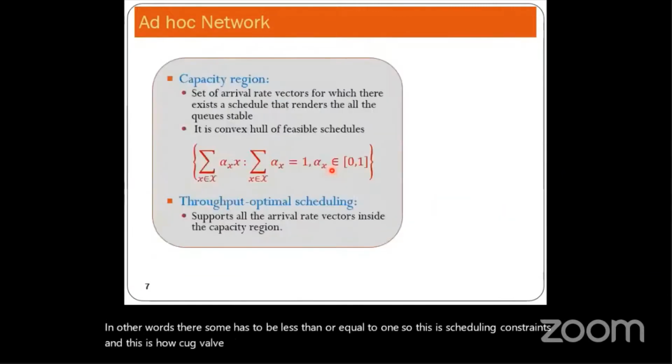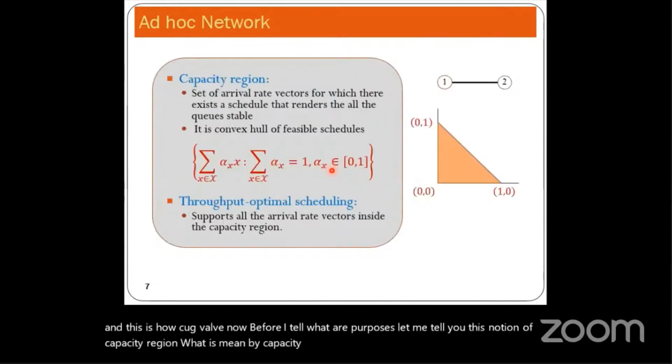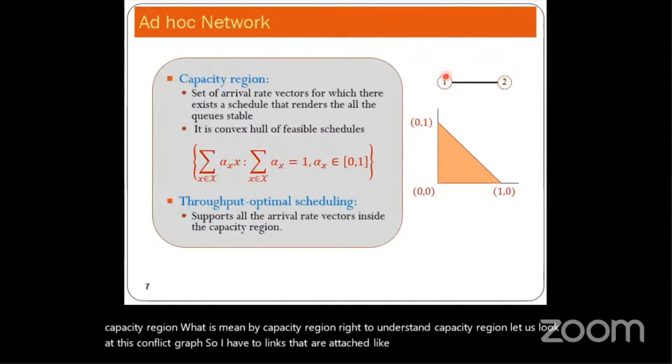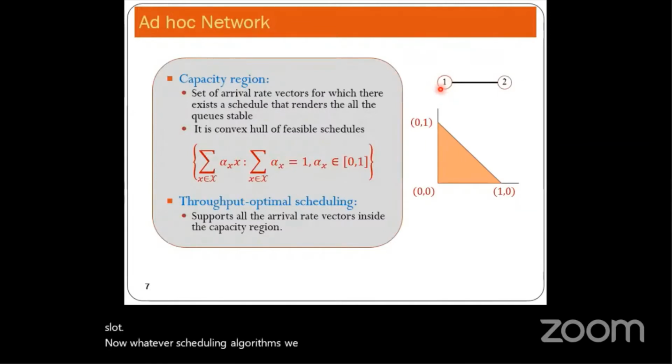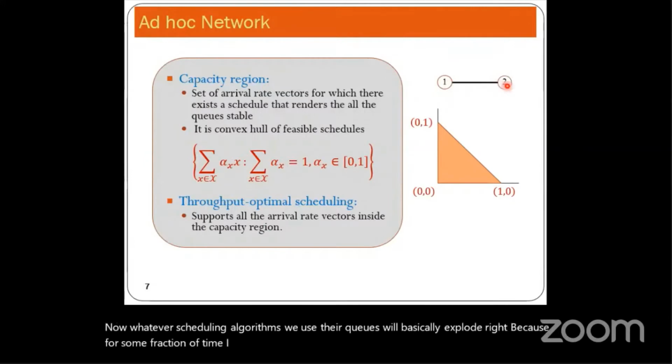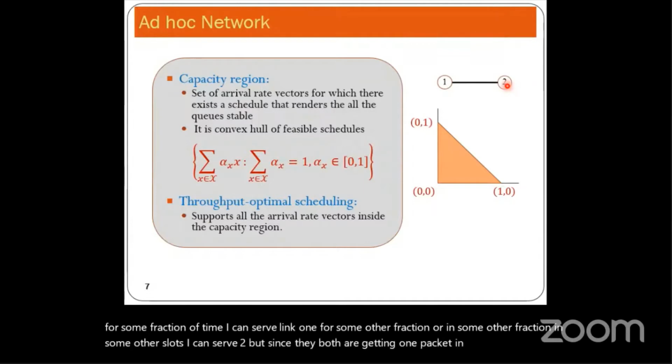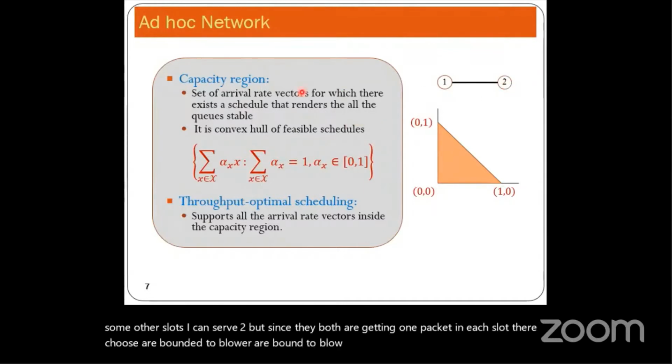Now, before I tell what our purpose is, let me tell you this notion of capacity region. What is meant by capacity region, right? To understand capacity region, let us look at this conflict graph. So I have two links that are attached like this, right? Just consider that each link is getting one packet per slot. So links 1 and 2 are getting one packet per slot. Now, whatever scheduling algorithm we use, their queues will basically explode, right? Because for some fraction of time, I can serve link 1. In some other slots, I can serve link 2, but since they both are getting one packet in each slot, their queues are bound to blow up, right? So we cannot support this.